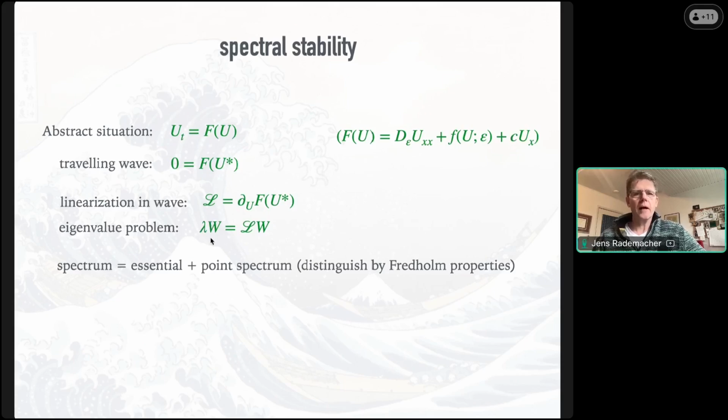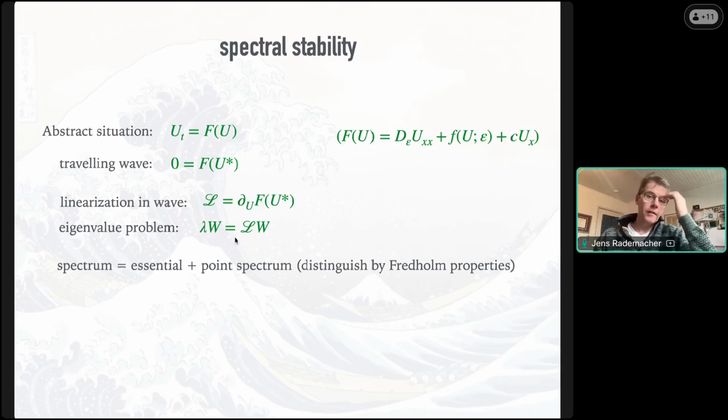You just write this down and you realize, okay, L is a reaction diffusion operator, say, and then this is actually nothing else than an ODE, a linear non-autonomous ODE. It's non-autonomous because the coefficients of this operator L depend on space through the shape of the traveling wave. And this is a very helpful perspective to look at this eigenvalue problem to solve for the spectrum. That's of course standard, but I just want to highlight this here.